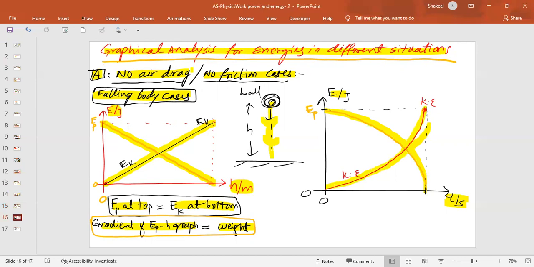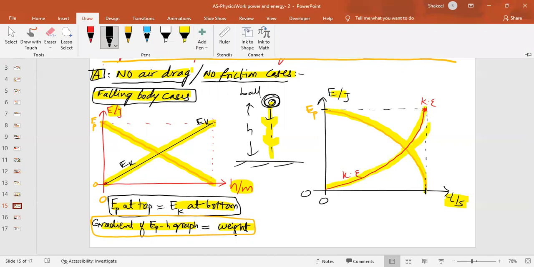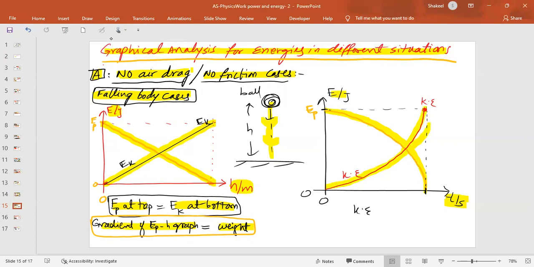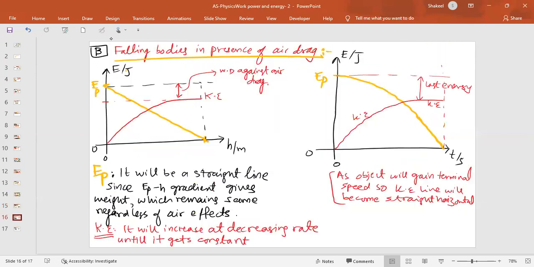And one more thing to define is that kinetic energy is actually proportional to v squared. So as speed increases, kinetic energy also increases, and it increases more because it is speed squared.